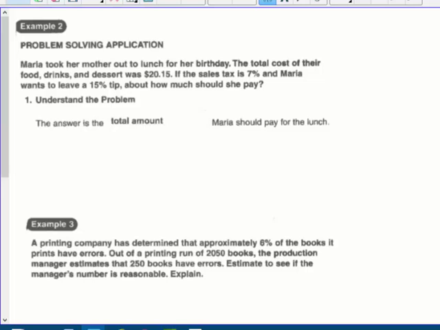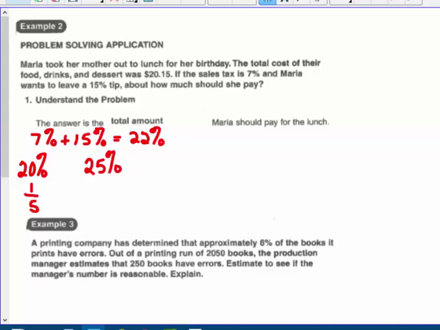Okay, well, 7% tax plus the 15%, right? That's about 22%. So I'm going to figure out what's my total percent here. I could either do that as 20% or 25%. I could go down a little bit and say 20%, which is 1/5, or I could go up a little bit and say maybe the service was really good and I'm going to go up to 25%. That would be 1/4. 1/5 is a little bit closer.